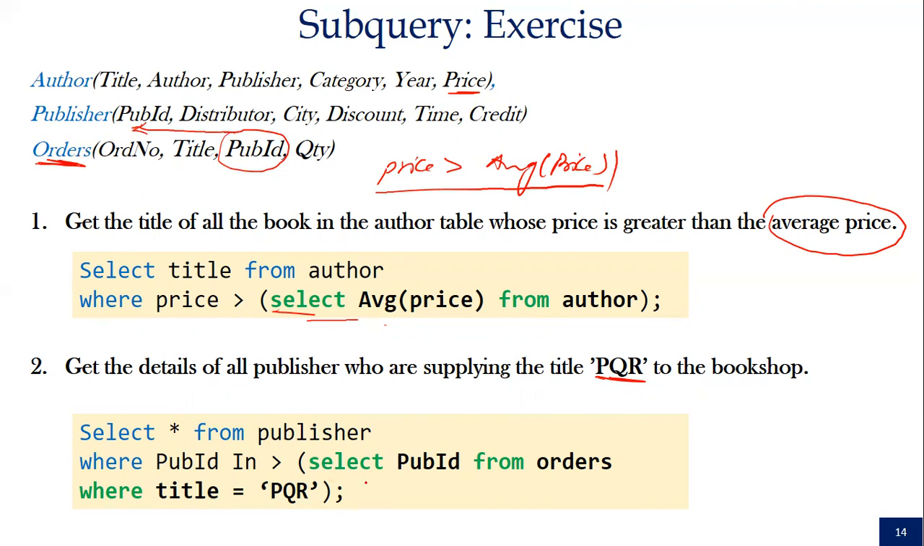So you can write this query, a subquery: select publisher ID from orders where title equals PQR. So it will return the publisher ID. It should not be greater than, that should not be there. Directly we are going to use IN, so publisher ID should be in this. Like if it is returning publisher ID P1, P2, P3 for the PQR title, then the publishers having publisher ID P1, P2, P3 will be returned. Is that okay?